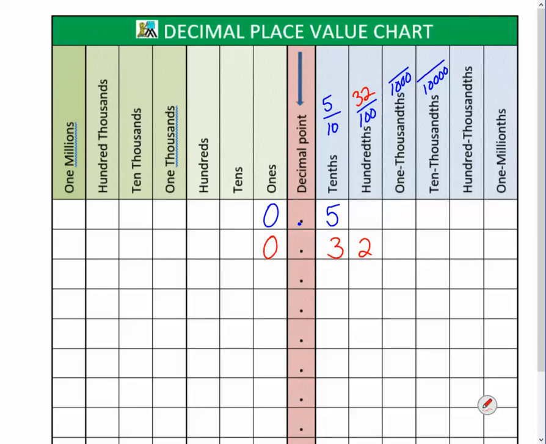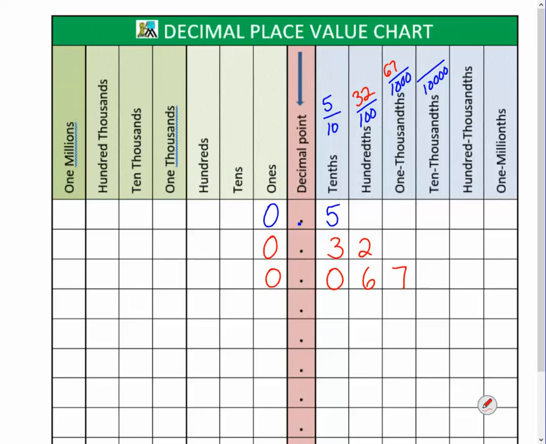Thousandths, same kind of thing. Let's say we have 67 thousandths. We'd have 0 ones, and then we want 67 thousandths, so you want the last digit in the thousandths spot. It would look like this. So again, you read it based off of where the last digit is.